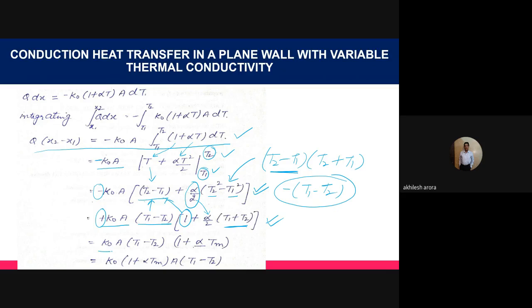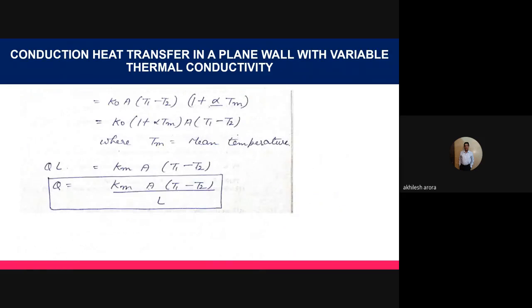And in the next line once again k naught A into (T1 minus T2), and then what we have done, this is (T1 plus T2) divided by 2. This is the average temperature, so we are writing it as Tm. So this is the mean temperature, and the mean temperature is given by (T1 plus T2) divided by 2. Finally we get the expression k naught into A into (T1 minus T2) into (1 plus alpha Tm). This is the mean temperature we have set.